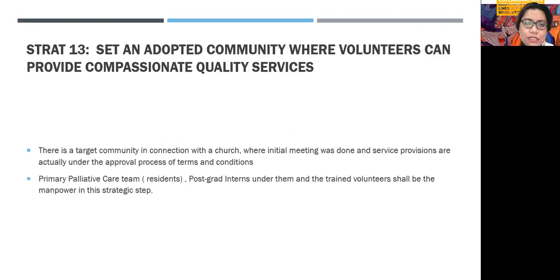So, strategy 13 would be to set an adapted community where volunteers provide compassionate quality services. So there's a target community in connection with the church where the initial meeting was done and service provisions are actually under the approval process of terms and conditions. The primary palliative care team and PJIs under them, and the trained volunteers shall be the manpower in this strategic step. Of course, with the supervision of the residents and consultants also.